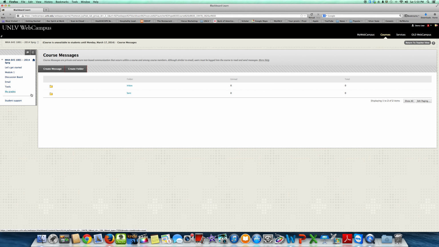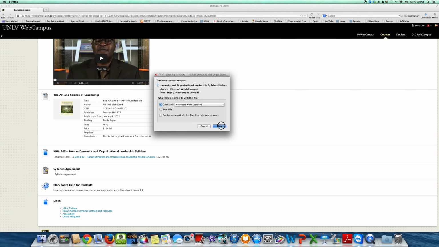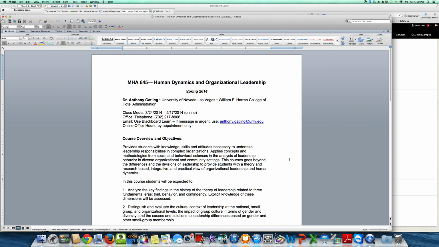So let's go back to the Let's Get Started page and take a look at the syllabus. The syllabus will open up in a Word document, and basically it's just a standard syllabus. Certainly it has the dates. It has my phone number. Now that's actually my cell phone number. It's not my office number. So if you need to call me, feel free to do so.